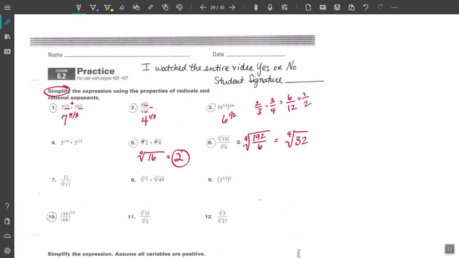There is not a perfect fourth root of 32. What I mean by that is 16 is a perfect fourth power because it has four 2's multiplied together to give us 16. We don't have a number like that for 32. So what we have to do is prime factor the 32. So that is where we use that factor tree.